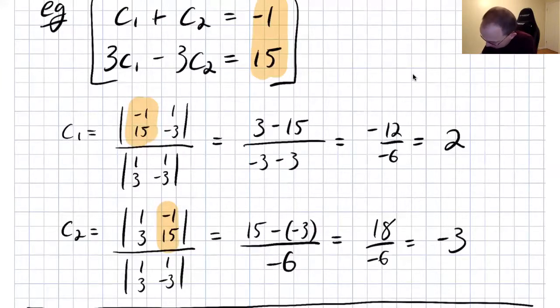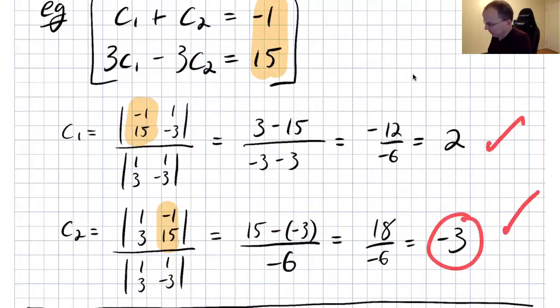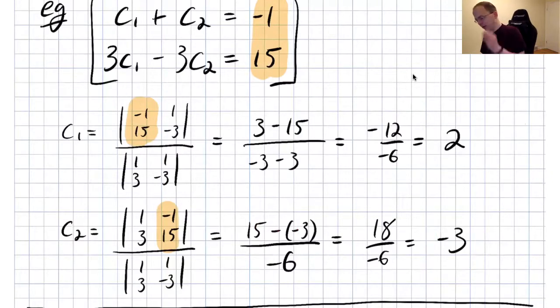This numerator is 1 times 15 minus 1 times 3. So we get 15 minus minus 3, that's 18. 18 divided by minus 6 is minus 3. Boom, right there. So very nice, quick way to solve a 2x2 linear system.